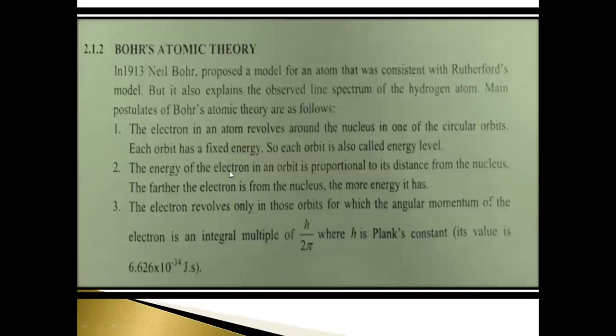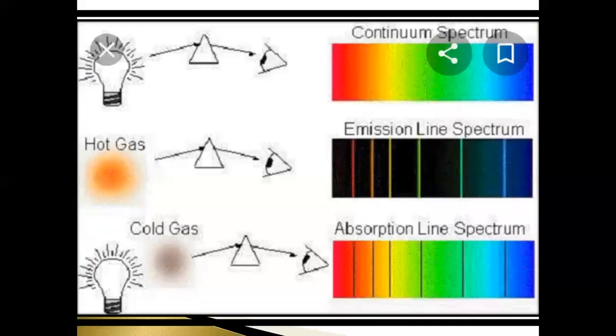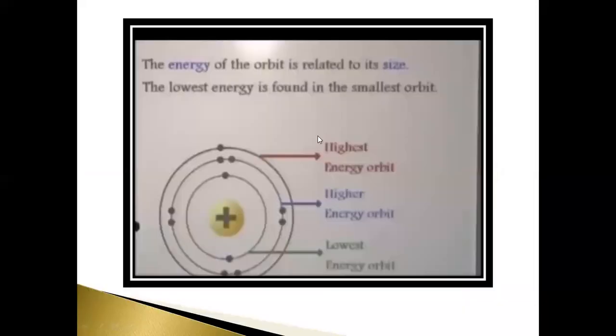The energy of the electron in an orbit is proportional to its distance from the nucleus. I told you, the farther the electron from the nucleus, the more energy it will have. If it is present in the third shell, it is in the highest energy orbit, so it will have more energy. It depends upon the distance of the electron from the nucleus. The farther the electron, the higher its energy than the electrons present in the inner shell.